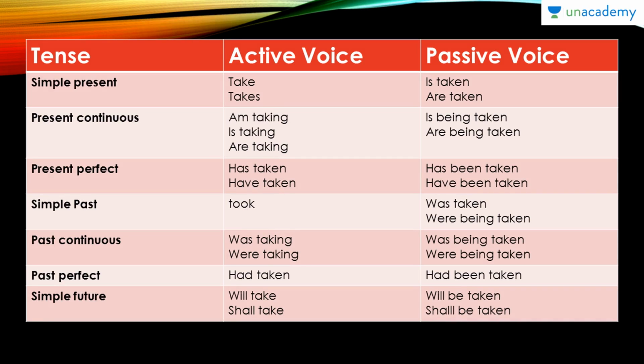The third type, present perfect. A perfect tense always has the word has or have in it. Let us see. In the active voice, has taken, have taken, converts into has been taken, have been taken in your passive voice. Let's look at the example.